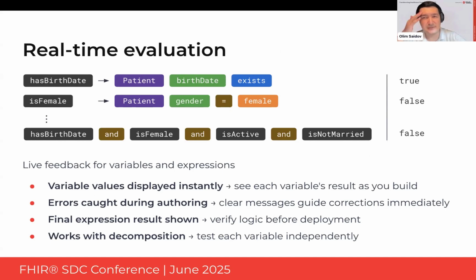Real-time evaluation works together with expression decomposition to provide immediate feedback. As users define variables, each variable value appears instantly in the evaluation panel. This immediate visibility helps users understand their logic step by step. When an error occurs, clear messages appear right at the point of failure. Users can correct issues immediately rather than debugging complex expressions later. The final expression result displays continuously as users build. They can verify business logic before deployment.